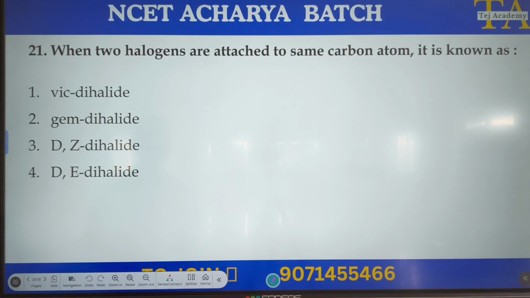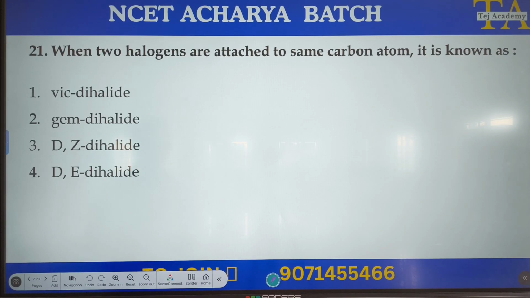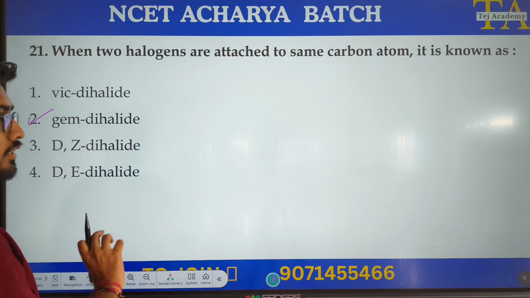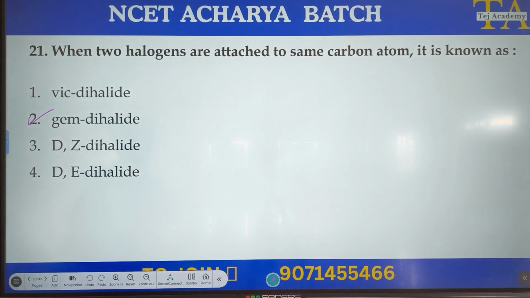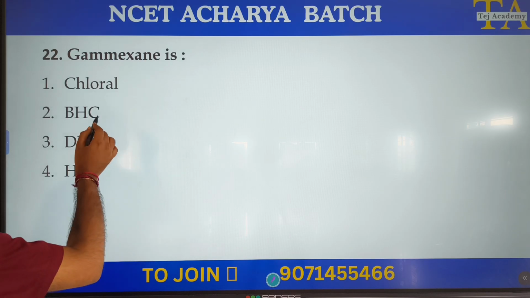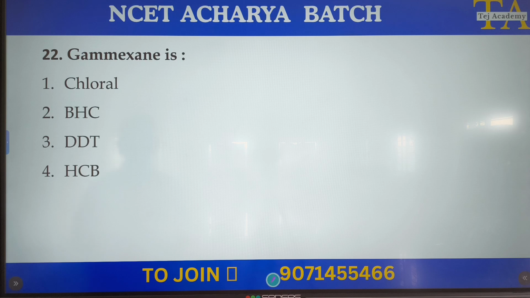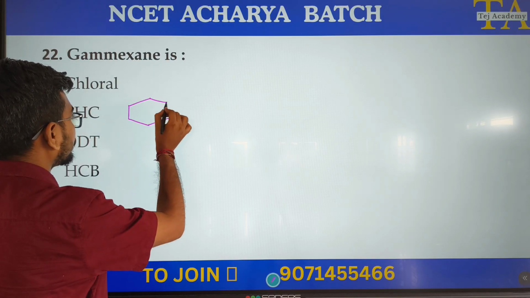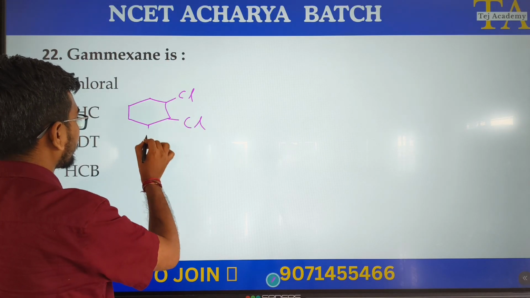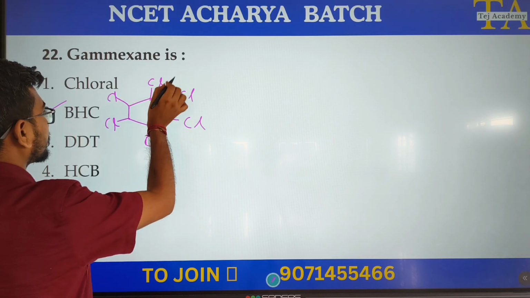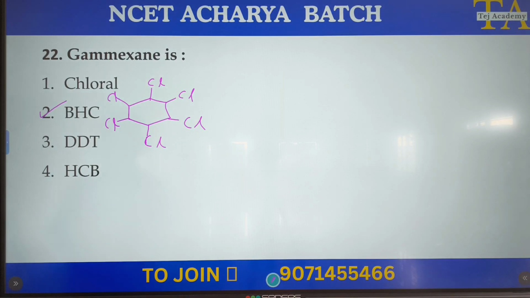21st. When two halogens are attached to the same carbon atom, it is known as gem dihalide. So vicinal dihalide means the halogens attach to adjacent carbon atoms. 22nd question. Gamma hexane is chloral, BHC, DDT and HCB. So the second option is correct. BHC, benzene hexachloride. So it will be like this. Okay, the second option is correct.